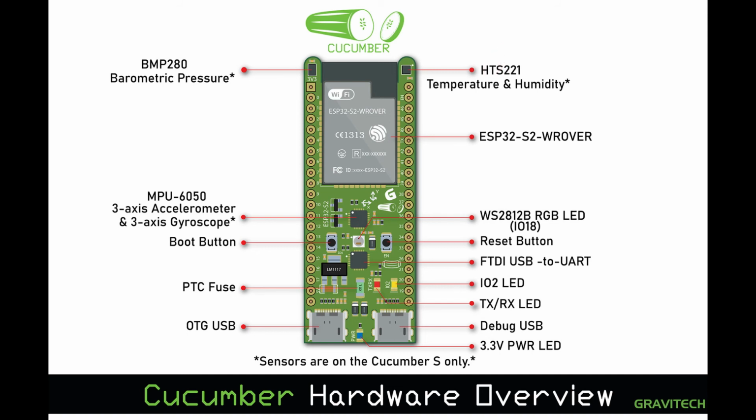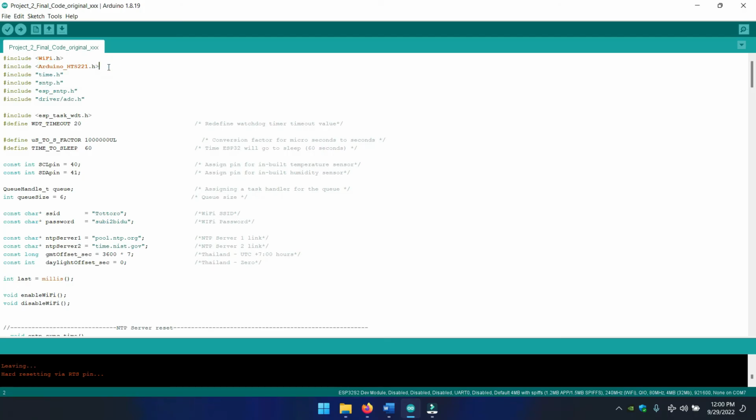First of all, we need the Arduino_HTS221.h library. You can install it from the Arduino Manage Libraries. Then we define the pin for the built-in temperature humidity sensor. Then we will need to define a queue handler. We named it queue. The queue size is 6, because there are no more than 4 or 5 readings within the time we are assigning to read values and print.